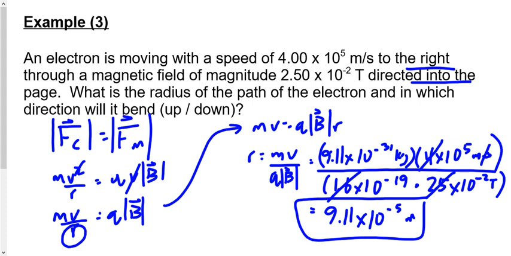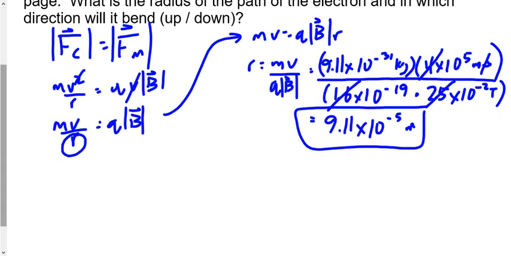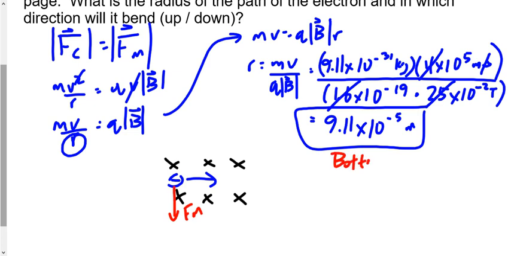Look, there's our radius. What's the direction that it's going to bend, up or down? Let's draw it here. Here's my magnetic field that was into the page. Charged particle going to the right. Thumb, fingers in the direction of the external field, palm points down. Yeah. So we'll say the magnetic force is towards the bottom of the page.